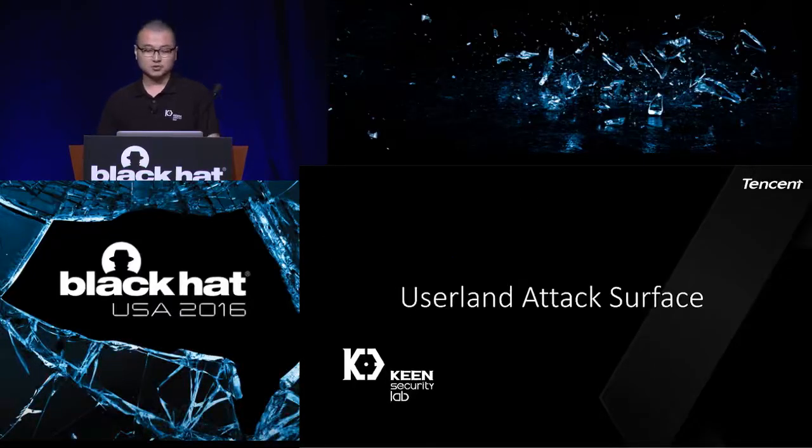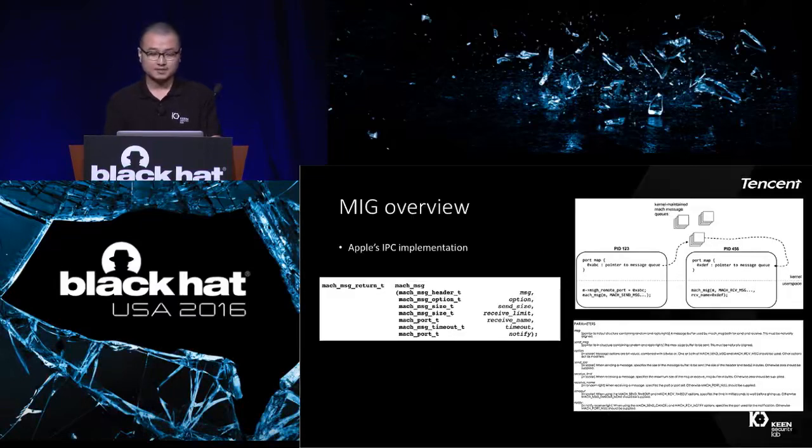Now I will introduce the userland attack surface. You can see that in the userland attack surface, Apple Graphics is implemented mostly by MIG, which is Apple's IPC implementation, and the implementation is no more interesting than some other modern OS like Windows or Android. There are two things that you need to remember. One thing is that it is done by calling mach_msg.